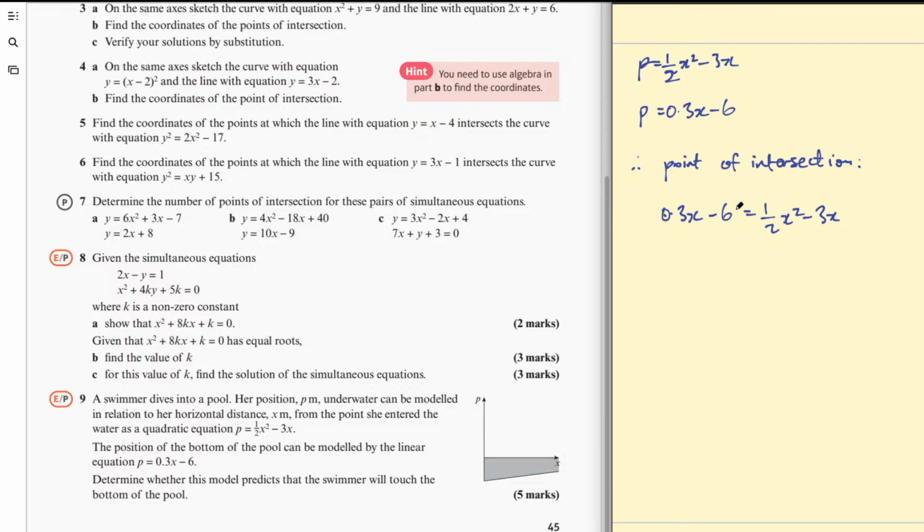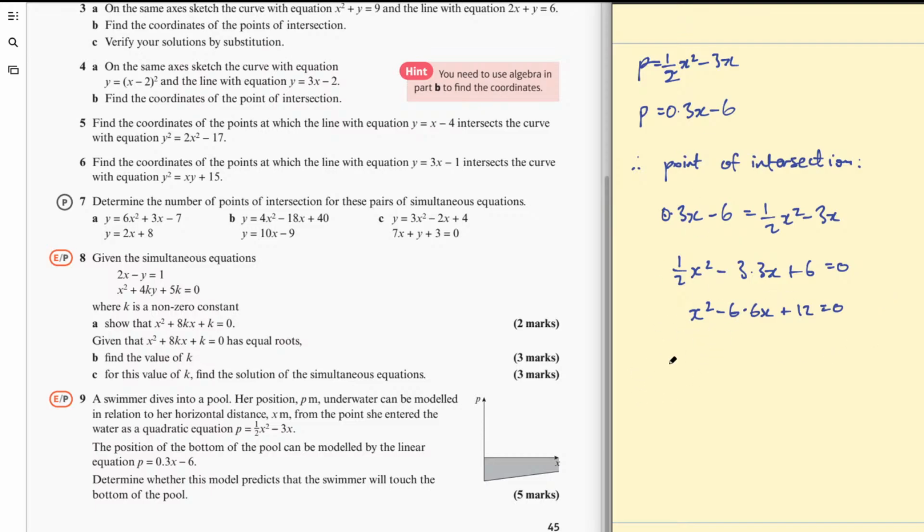And then we have a quadratic we can solve for x. So subtract that 0.3x from the right hand side, add the 6, we would get half x squared take 3.3x plus 6 equal to 0, and multiply through by 2 just to neaten it up a little bit. So x squared take 6.6x plus 12 is equal to 0. You don't have to do that.